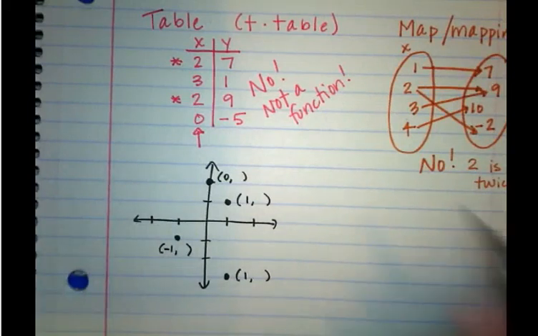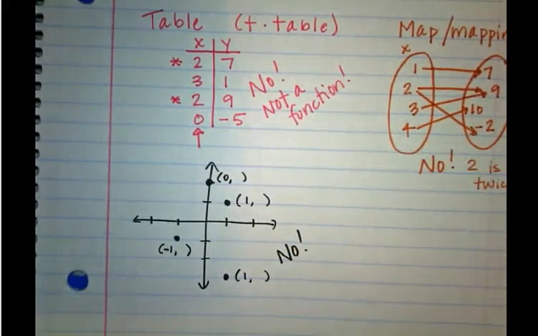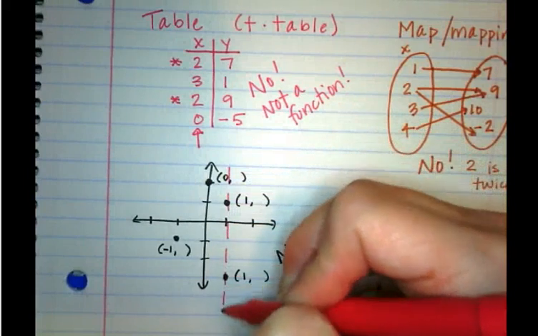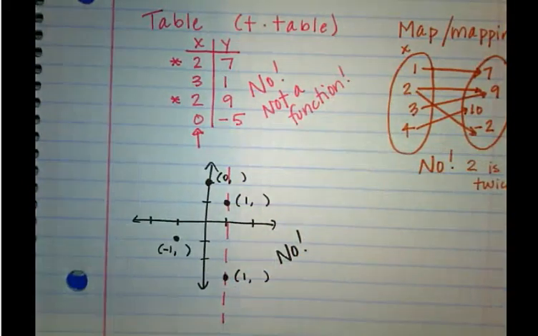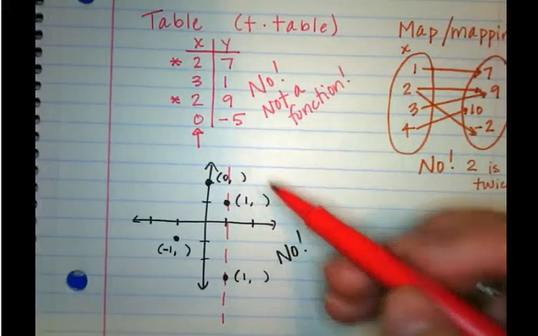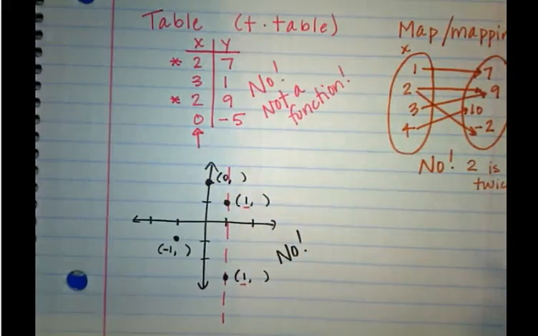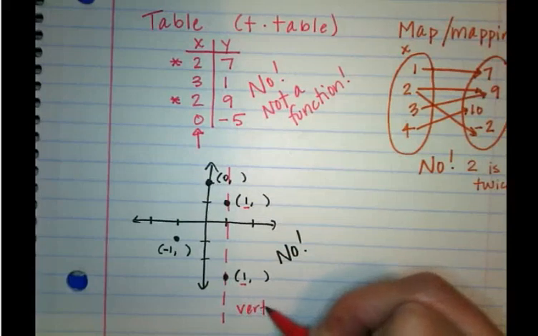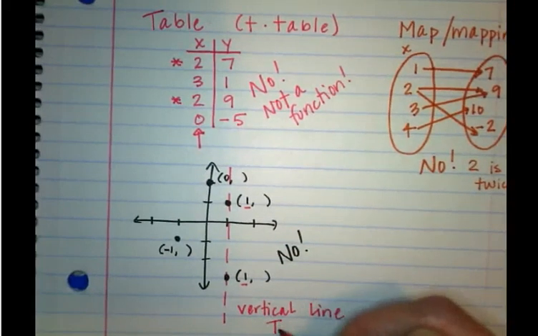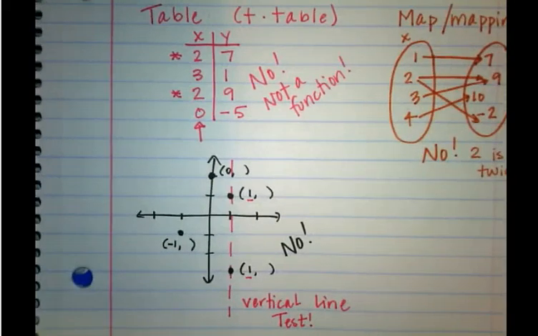So what that tells me is that this is not a function. Now, we have something called the vertical line test, and basically what that says is that if I have 2 points on any vertical line, then it's not a function, because 2 points on a vertical line are going to have the same x values. So this is what we call the vertical line test. And that is just a way to make sure that all of the x's are different.